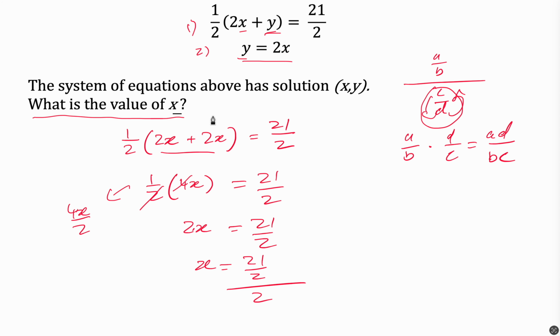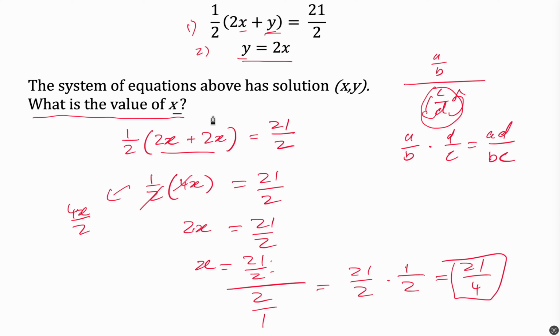So here you have 21 over 2 divided by 2, right? The 2 here, we can write as 2 over 1. So basically let's use the same concept. First you write the fraction in the numerator, which is 21 over 2, times the reciprocal of the denominator, so it's 1 over 2. So that's 21 over 4. So that's how you do it. So x is 21 over 4. That's how you do this.